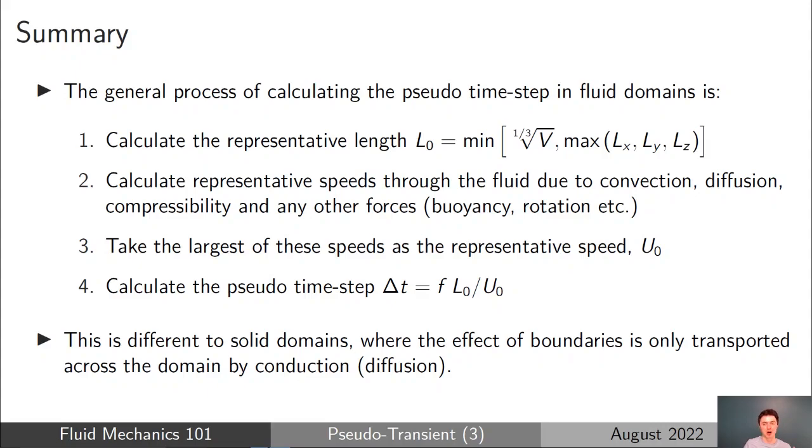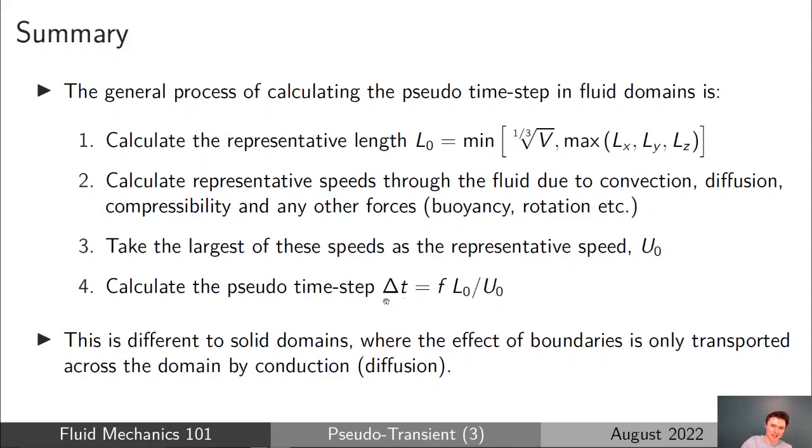And thinking back to part one of this talk, just as a reminder, the pseudo-transient approach can use different pseudo time steps in different domains. So that means this process will be repeated for the next domain. If we have a conjugate heat transfer domain, for example, we'll consider the fluid domain, then the solid domain, then the next fluid domain, and this process will be repeated for each of those domains, and a different pseudo time step can be specified in each of those domains so that those solutions develop at different rates and allow us to approach that steady state solution in an efficient manner.